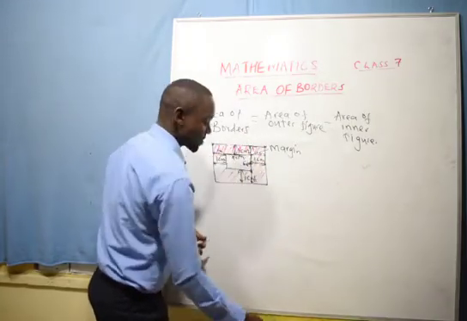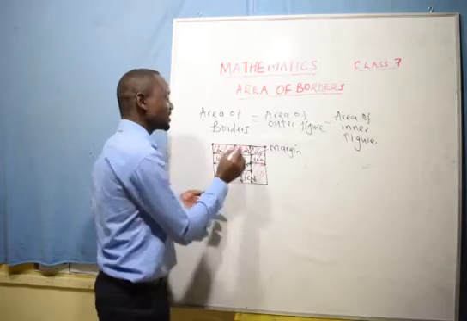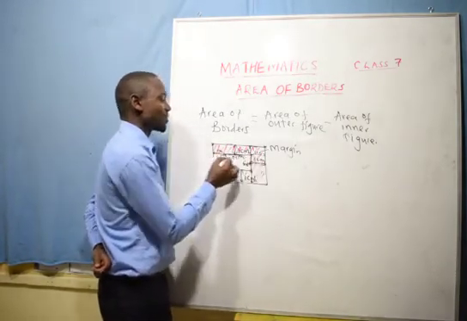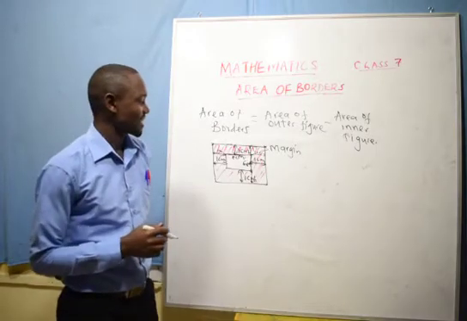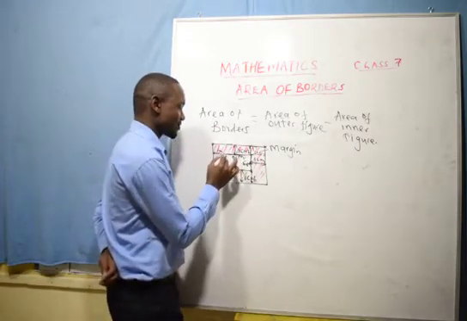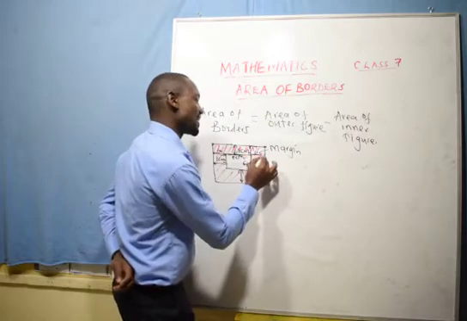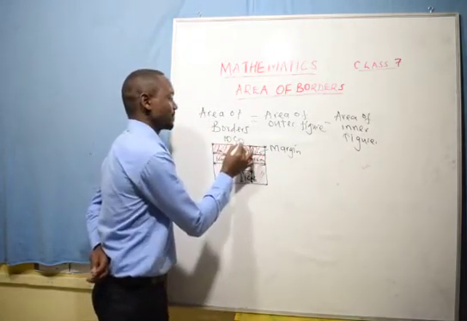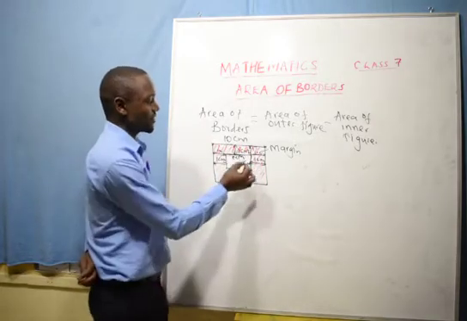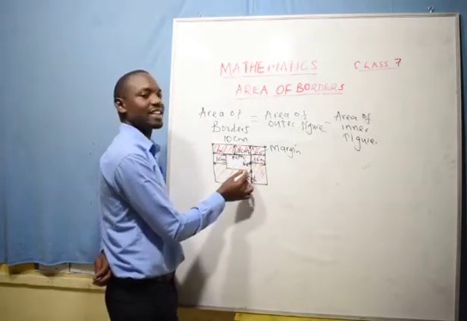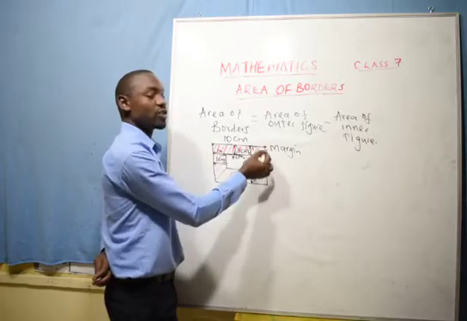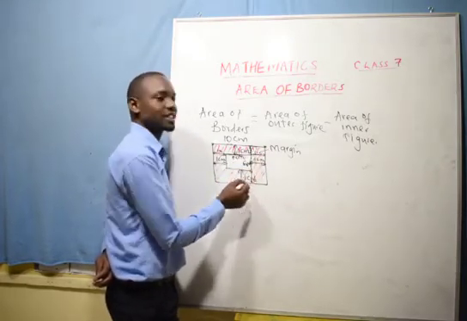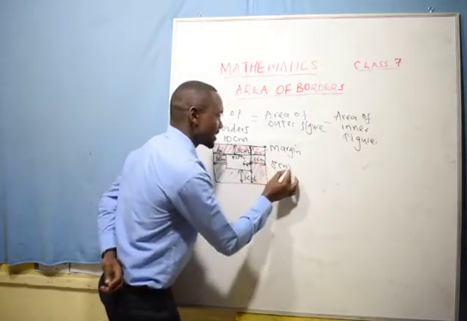So to get the length of the outer rectangle, we just do the same. It is the length of the inner rectangle plus the length of the margin. From here up to here is 8 centimeters, plus 1 is 9, plus 1 is 10 centimeters. Same applies to the width. You are given the width of the smaller rectangle as 6 centimeters. So to get the width of the outer rectangle, that is 6 plus 1 plus 1, that is 6 plus 2, which is 8 centimeters.